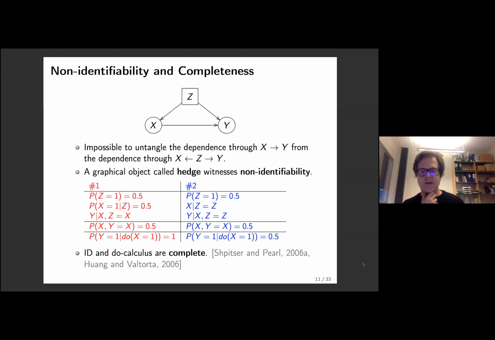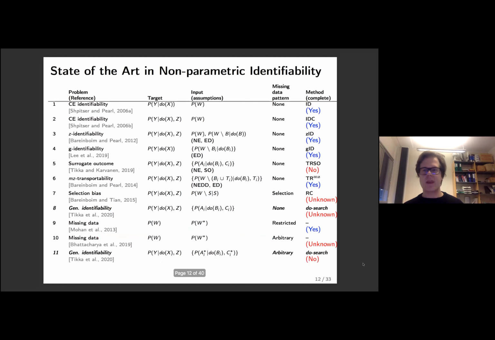effects. And with this theory, Shpitser and Pearl, and Huang and Valtorta proved that the ID algorithm and the do calculus, because the steps in the ID algorithm are all do calculus steps, are both complete for this non-parametric identifiability problem. And this table shows the current state of the art in identifiability.